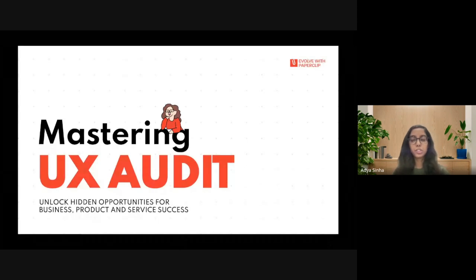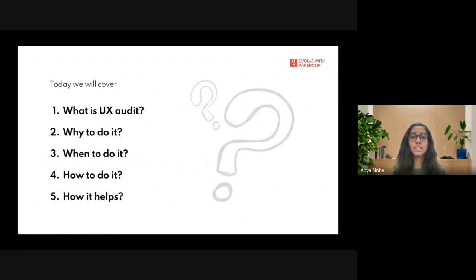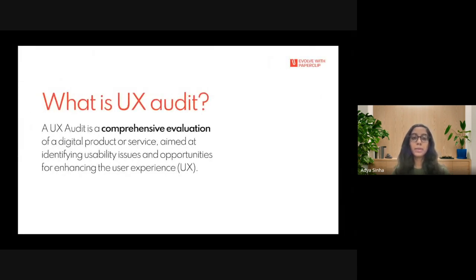Let's dive right in. So let's unlock some hidden opportunities for business, product, and service success. To give you an overview, in this session, we'll be covering some basic questions about what is UX audit, why to do it, when to conduct it, as well as how it can be effectively carried out, and even how it helps different personas.